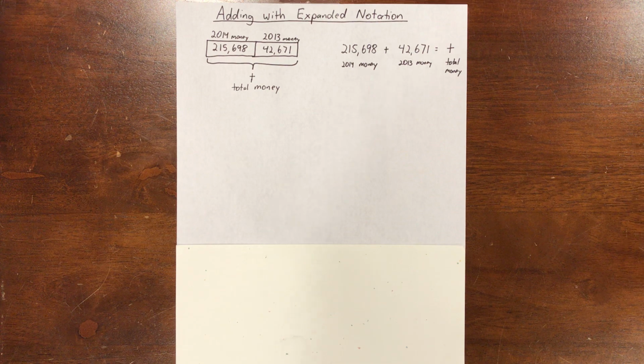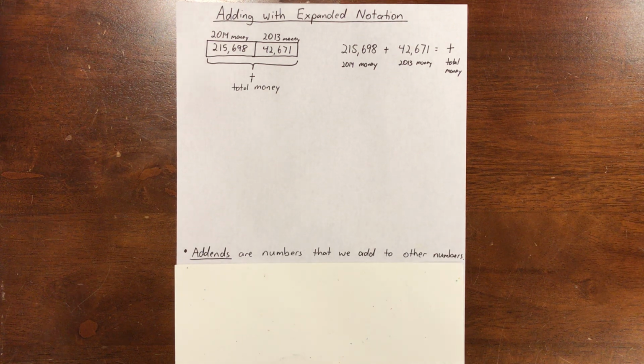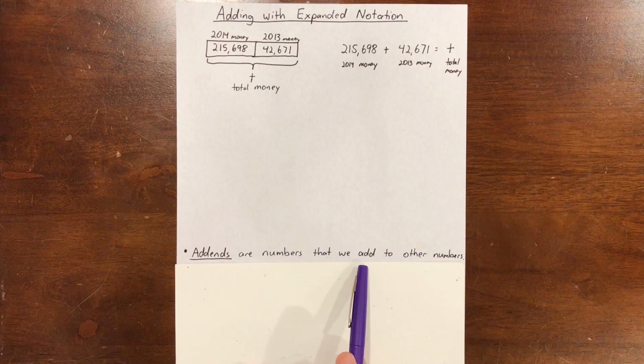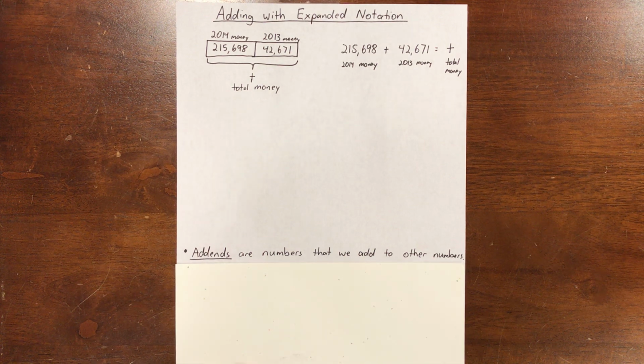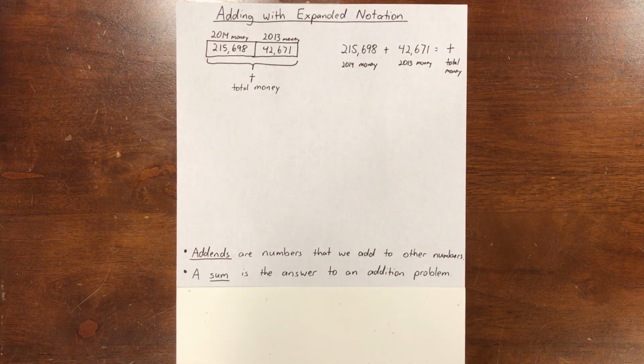Great. So when we are adding, we call the parts that we're putting together add-ins. Read this with me. Go ahead. Add-ins are numbers that we add to other numbers. And we call the answer to an addition problem the sum. Read this with me. Go. A sum is the answer to an addition problem.